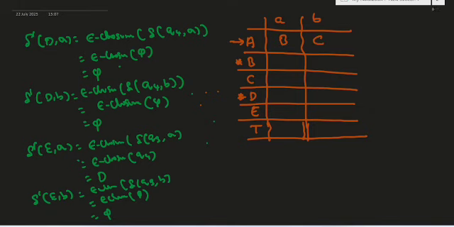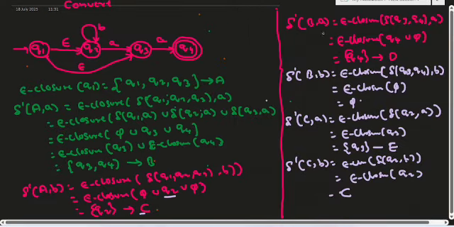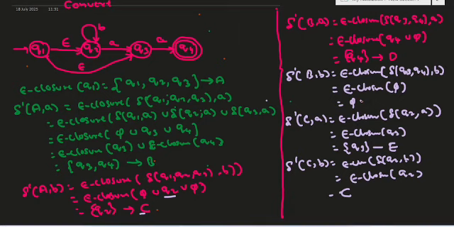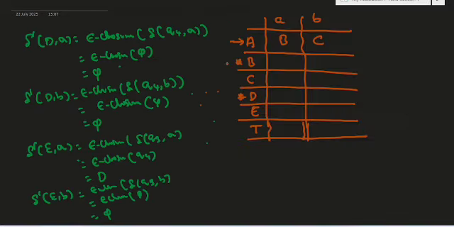Now delta dash of B comma A and B comma B, we will check it out. Delta dash of B comma A goes to D, and B comma B goes to pi. Pi means we will go to a trap state. So A goes to D and B goes to the trap state. Instead of pi we may just make it a trap state.